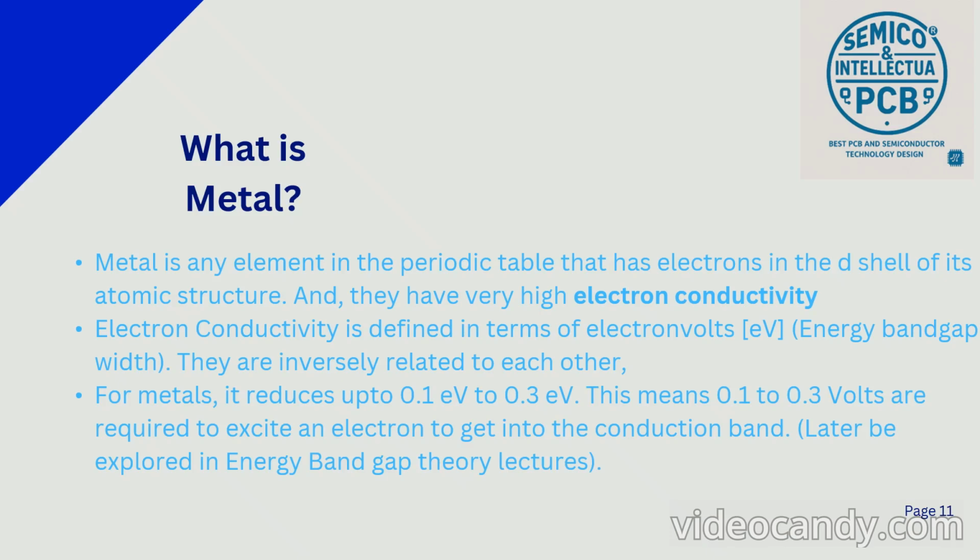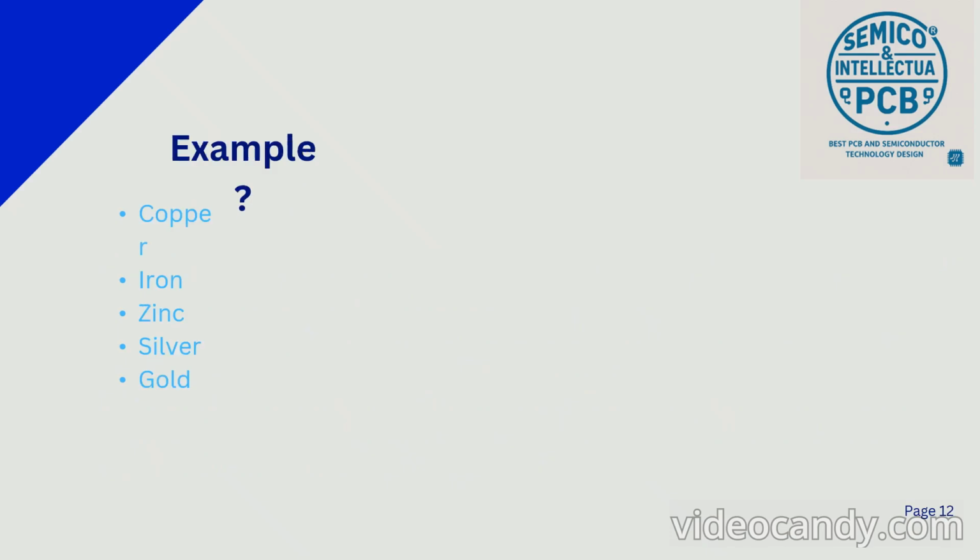So normally, we define materials with very high electrical conductivity as having very many electrons that are capable of conducting enough electricity very easily, and in terms of energy band gap, the energy required per electron to excite is around 0.1 to 0.3 electron volts. So this is how we define metals. Some common examples of metals are copper, iron, zinc, silver, and gold.